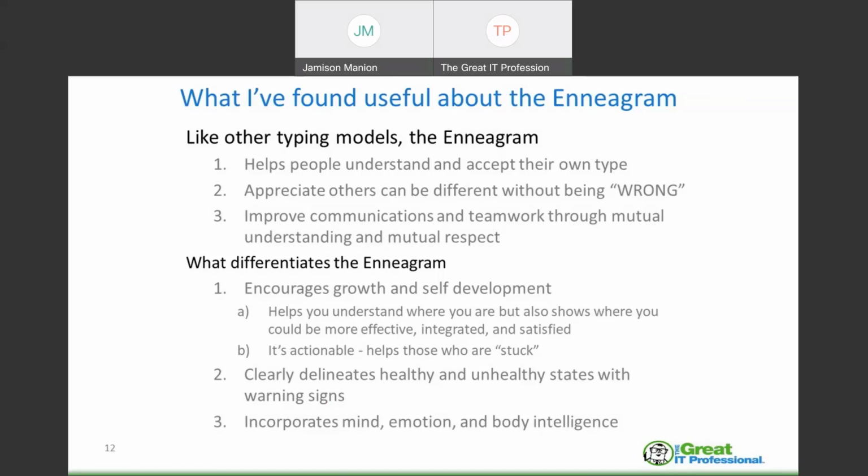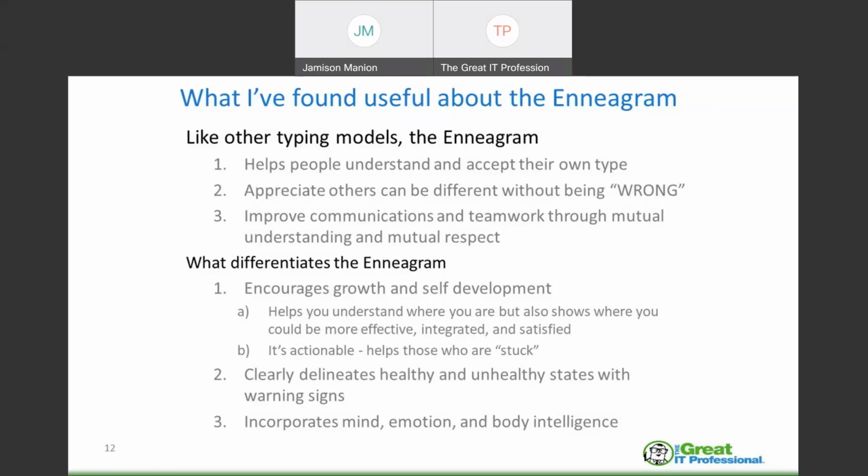It encourages growth. It helps you understand where you're at, but also what it takes for you to become more effective, more integrated, and more satisfied. And it's actionable. It actually gives you steps to improve. It also delineates healthy and unhealthy levels, because if you met me on a bad day, you might take a certain perception of me and say, this is who he is. The Enneagram actually shows what you're like when you're at your peak, when you're kind of sliding down, and when you're really at a poor level.